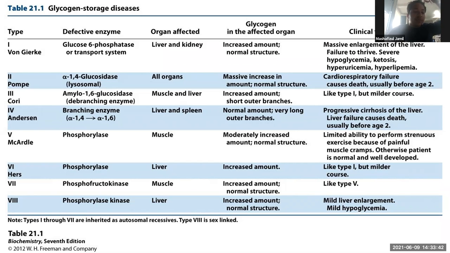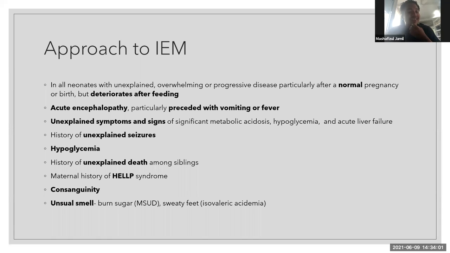But what I like about type 1 is that it is associated with hypoglycemia, because the organ affected is the liver, and then we cannot utilize the glycogen. Okay, so we need to know how to approach this disease.